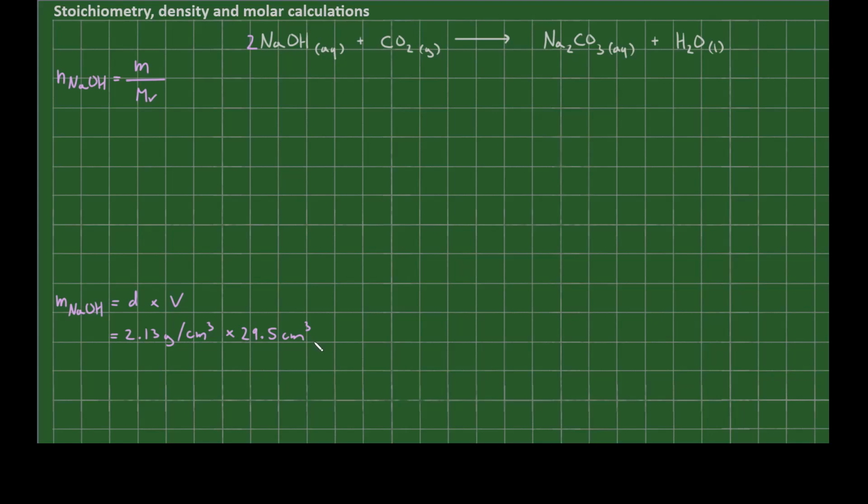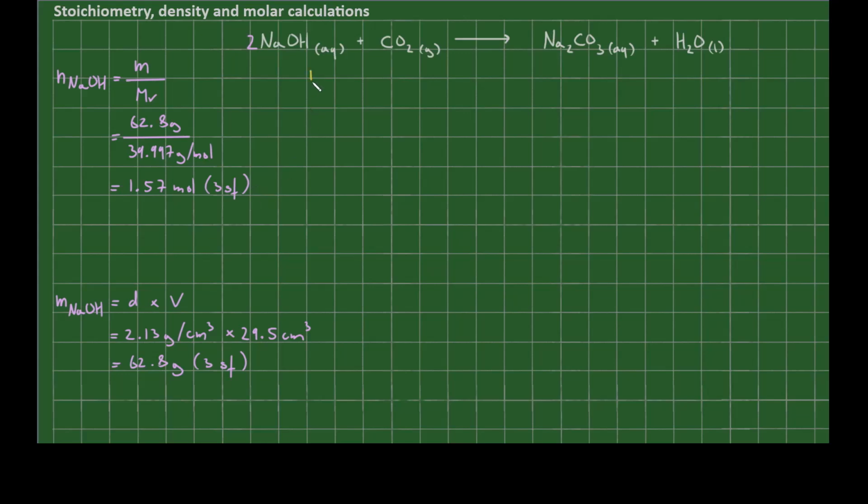According to my calculation, this will give me 62.8 grams when rounded to 3 significant figures. Now that I have the mass, I can use it to calculate the number of moles. And so I will have 62.8 grams divided by the molar mass of sodium hydroxide, which happens to be 39.997 grams per mole. And this will give me 1.57 moles of sodium hydroxide when rounded to 3 significant figures.